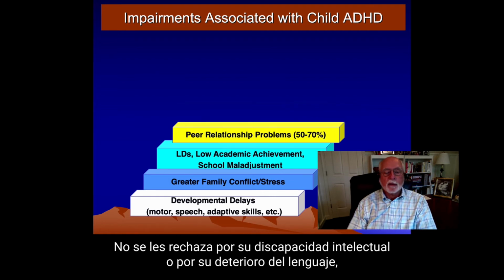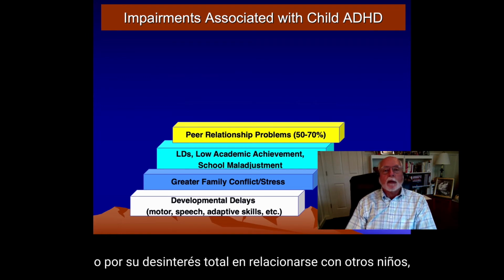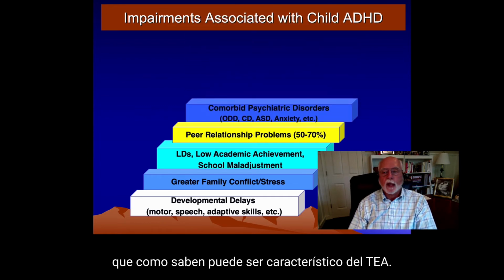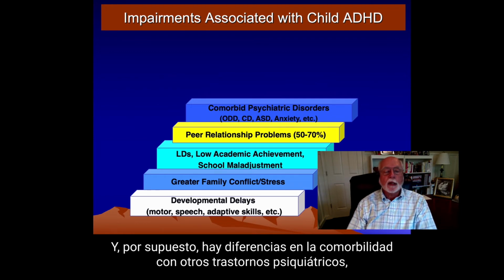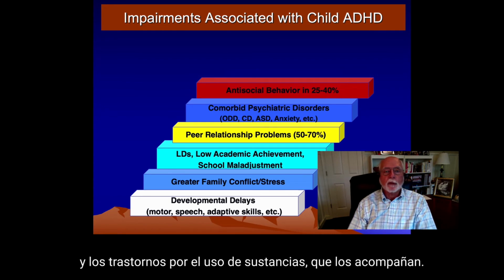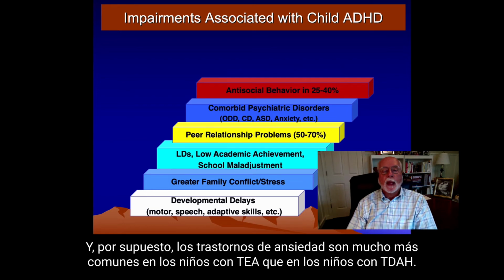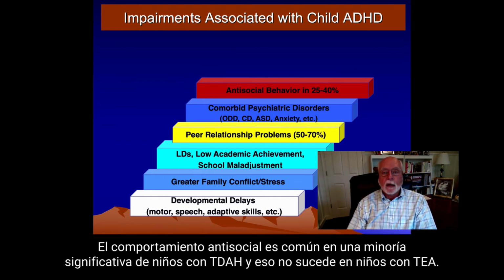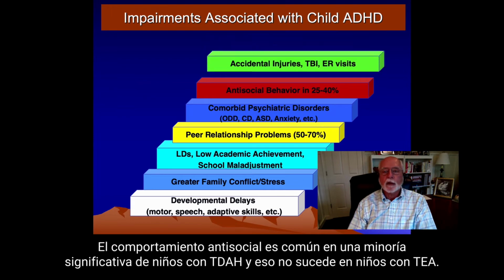They're not rejected because of their intellectual disability or their language impairment or their complete disinterest in associating with other children, which, as you know, can be characteristic of ASD. And of course, there are differences in comorbidity for other psychiatric disorders, particularly for conduct disorder, antisocial personality disorder, substance use disorders that go with those two, and so on. And of course, anxiety disorders are far more common in ASD children than ADHD children. Antisocial behavior is common in a substantial minority of ADHD children, and that is not the case for children with ASD.